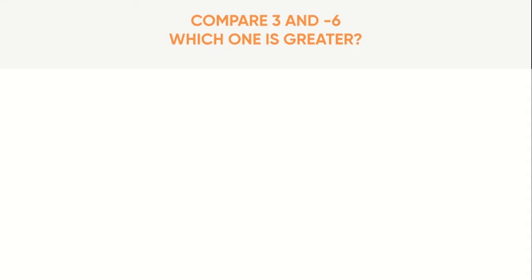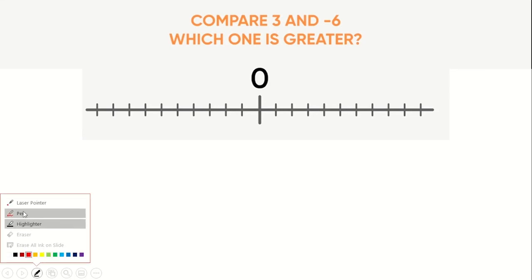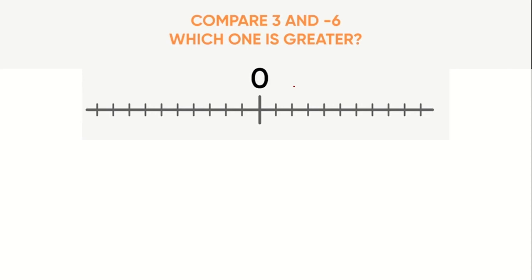So let's try one example. Compare 3 and negative 6. Which one is greater? When we compare, a number line will serve as our visual to better compare two different numbers. So this would be a number line wherein 0 is in the middlemost. Remember, this would be our borderline between negative on the left and positive on the right. So first, you just have to locate the two numbers in the number line.